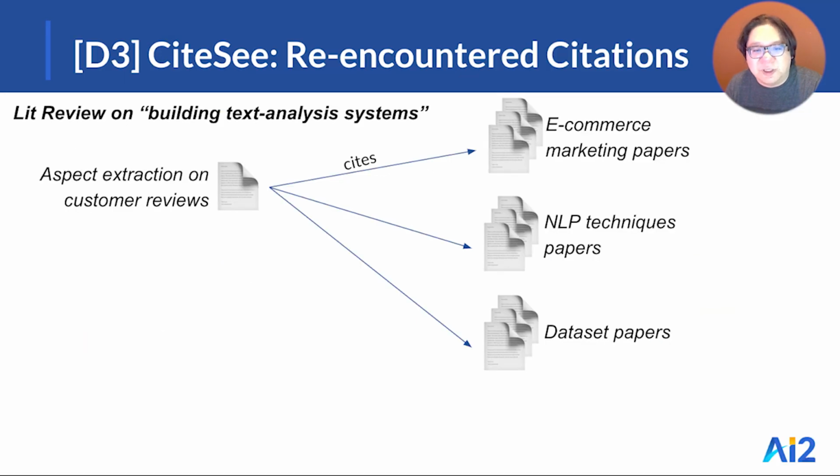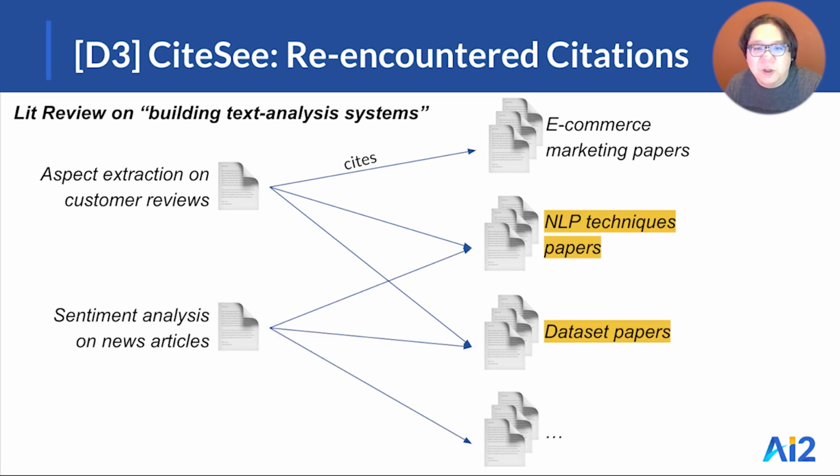Here's an example to give some intuition behind re-encountered citations. A reader conducting a literature review on how to build text analysis systems might read a paper about aspect extraction on customer reviews. However, while all the inline citations are relevant to this paper, not all of them are relevant to the topic of the literature review. For example, here, citations to the e-commerce and marketing papers might be less relevant. The opportunity here is that readers typically read multiple papers during a literature review.